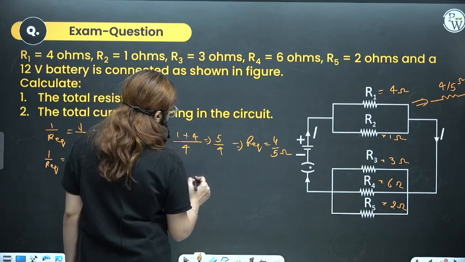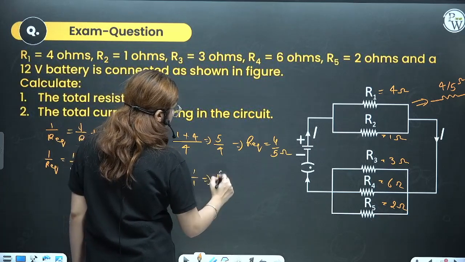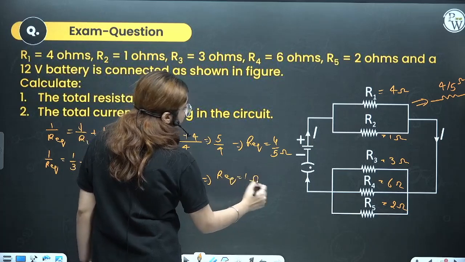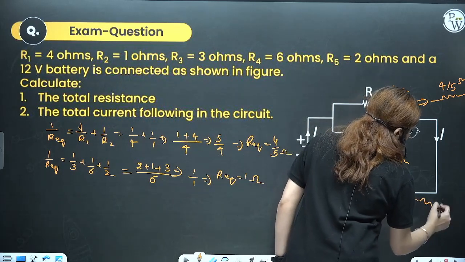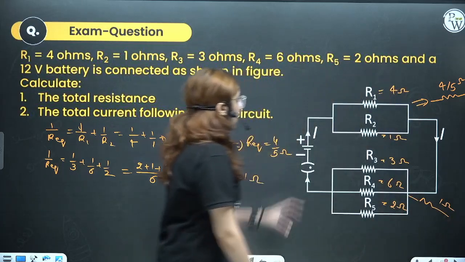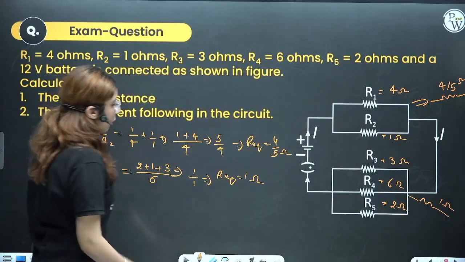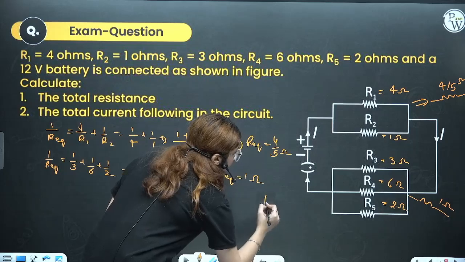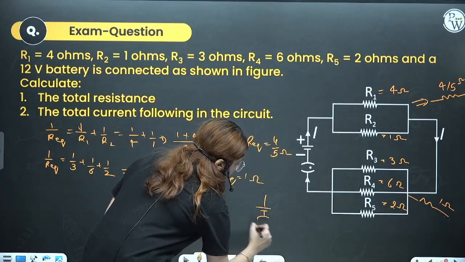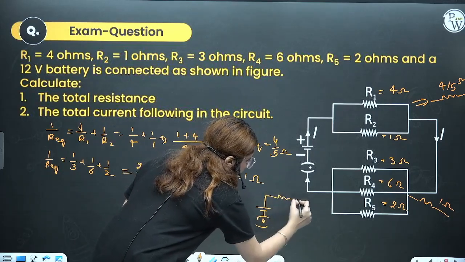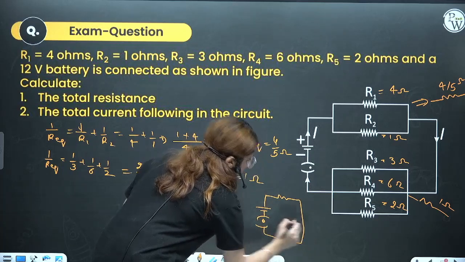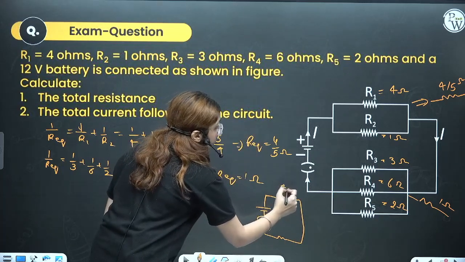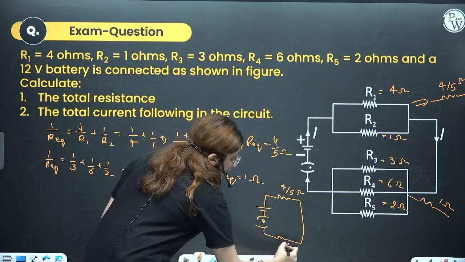6 by 6, that turns out to be 1 by 1. R equivalent is 1. In place of all the 3, you can just draw a simple single 1 ohm. Now if I draw this circuit in the easier form, you will get 1 ohm resistance here and certainly here. Okay, so 4 by 5 ohm, 1 ohm.